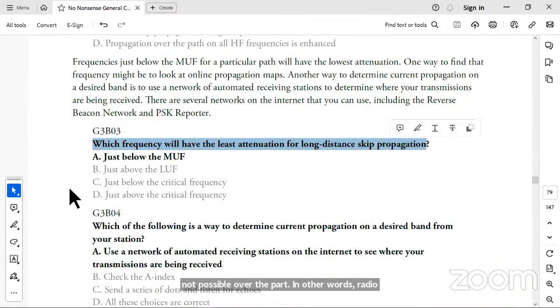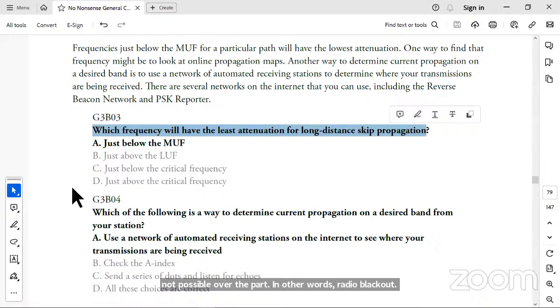Next question in the question pool. Which frequency will have the least attenuation for long distance skip propagation? Let's dissect this. They want to know what frequency will have the least attenuation, meaning the least reduction in signal, for long distance skip propagation. Again, that is HF radio communication via the ionosphere. We said that frequency will be the frequency just below the MUF, the maximum usable frequency. A frequency just below it is the one that will have the least amount of reduction in signal, or attenuation.